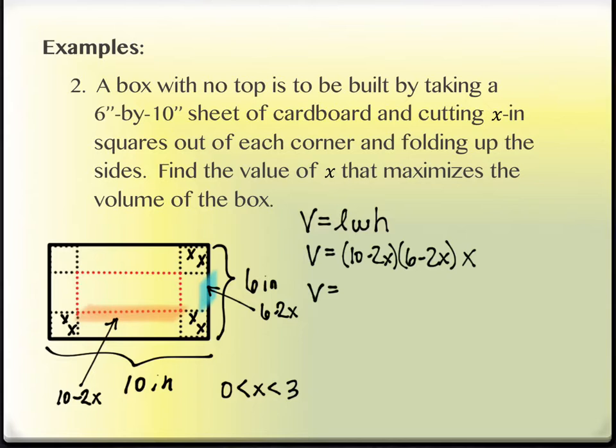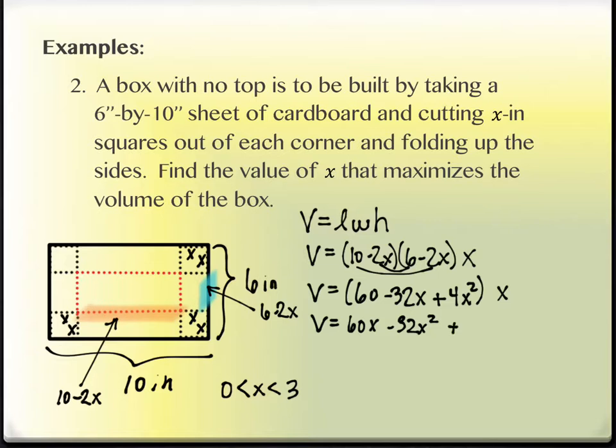So thinking about multiplying this out, I have 60. This is 12 and this is 20, so that's minus 32x. And then plus 4x squared. Did I get all the pieces in there right? I think so. And then I've got the x at the end multiplied through. So this is 60x minus 32x squared plus 4x cubed. And then we're ready to take the derivative.